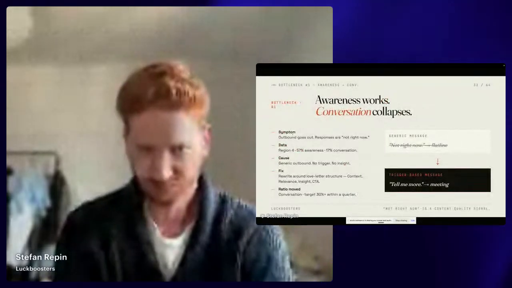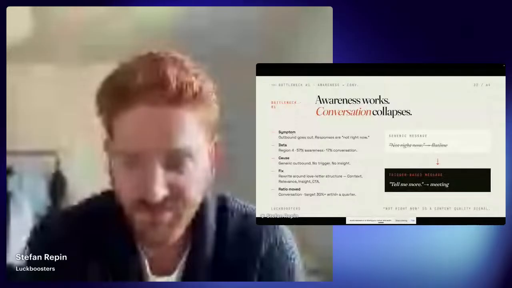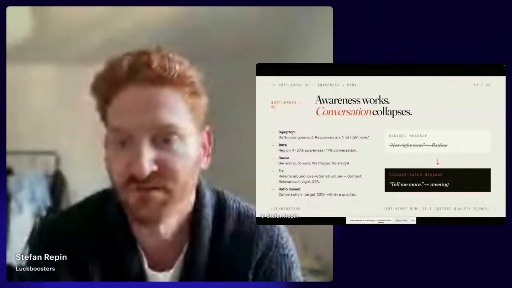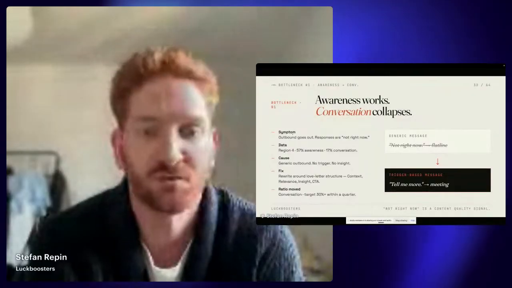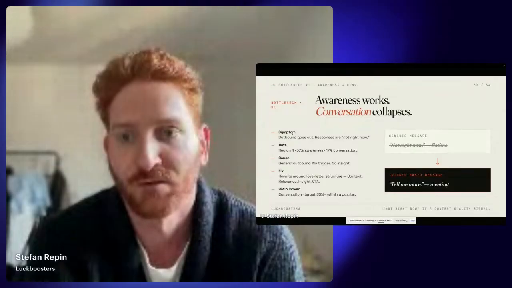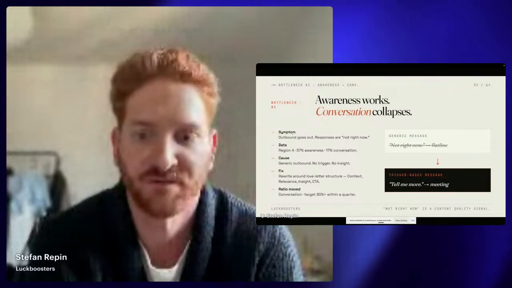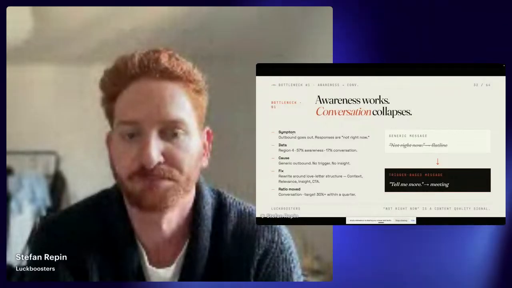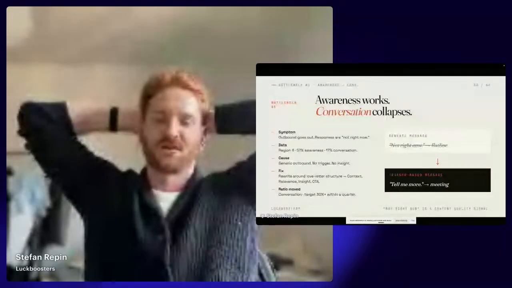I'm going to talk about bottlenecks now. The symptoms: outbound goes out, responses are not right now. So region 4 had mid-size awareness and then a bad conversation rate. What was the problem? Generic outbound, no triggers, no insight, no good signals. Rewrite around a love letter structure: context, relevance, insight, CTA. Show them some love before you ask. Show them some value. What you can look at is the conversation ratio. Target a 30% increase in conversations within the quarter. This is how you can measure this.